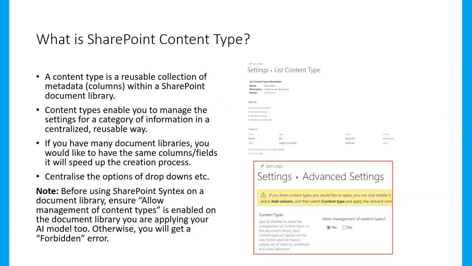So let's say, for example, you've got a set of tags for a certain type of category: category 1, category 2, category 3. You can have a centralized place for that where you can update those categories, and then that'll apply to all the different areas of the documents that you could possibly tag using those categories. If you have many document libraries where you'd like to have the same columns and fields, it will speed up the creation process. So say you're always creating a new document library under a certain process. You can use the content types to reissue exactly the same columns, the same tags and things like that to each document library.